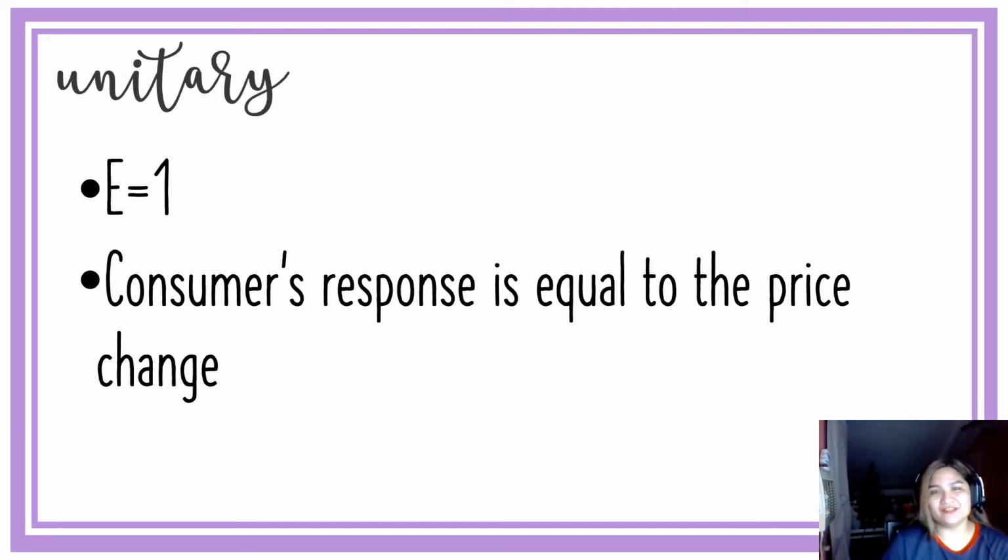The last type of elasticity is unitary, where elasticity is equal to 1. So when we solve for the elasticity, the value that we get is exactly equal to 1, which means if the price increases by 1%, the decrease in demand is also 1%. So they're equal. If there is an increase in the price by 2%, the demand would decrease by 2%. So that is unitary.